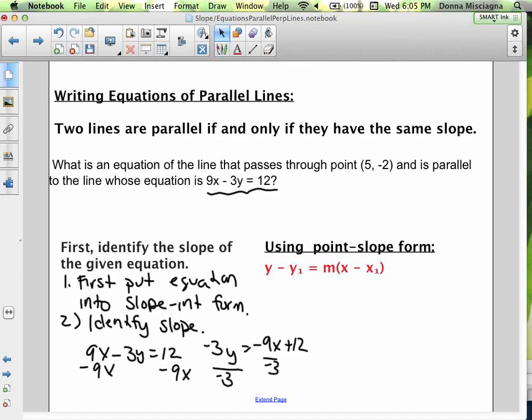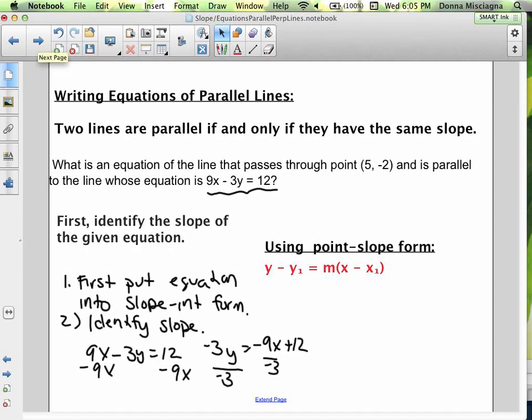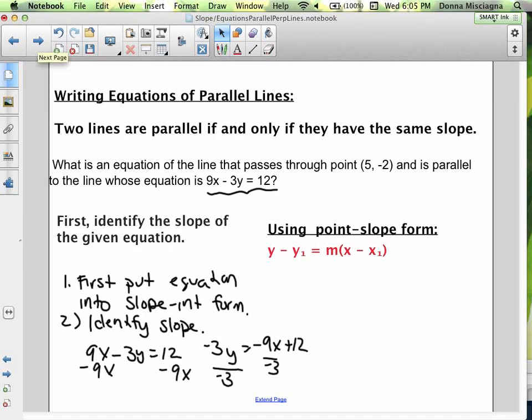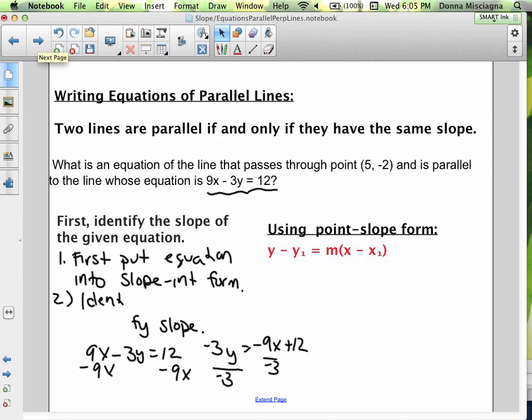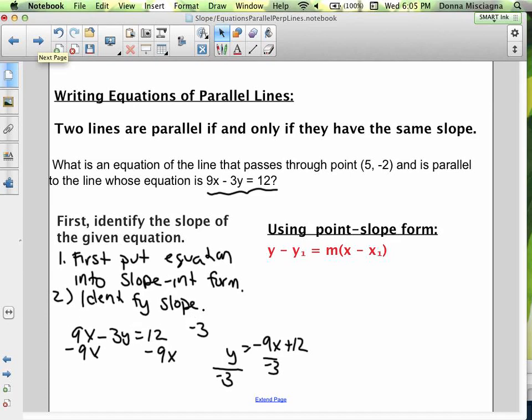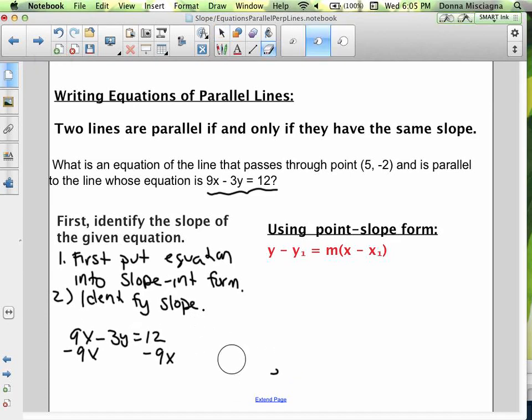You know, I could really appreciate more space. I've got all that space there, just white space. And now I would not have to crowd over where I'm trying to write the equations in point-slope form.